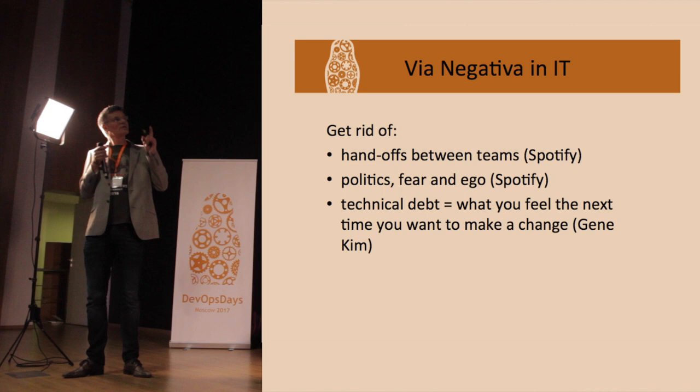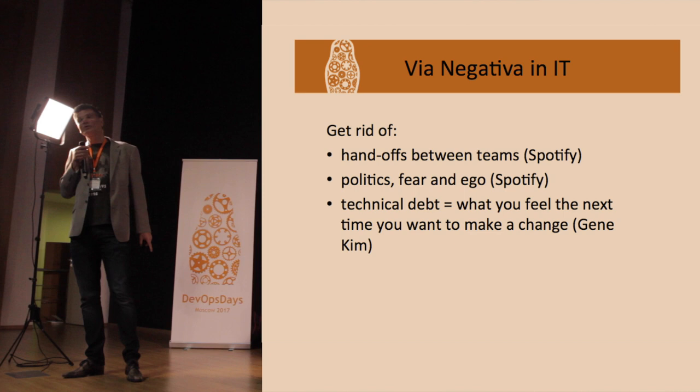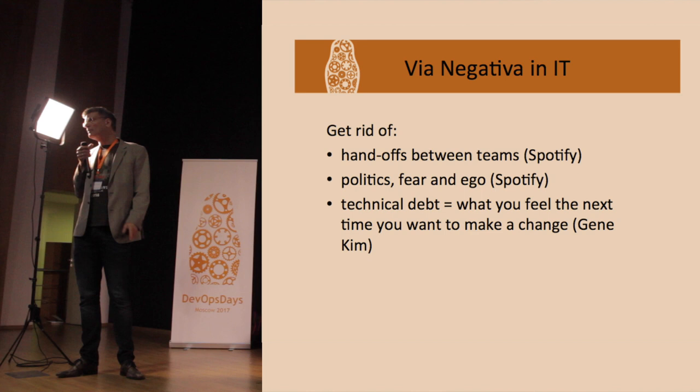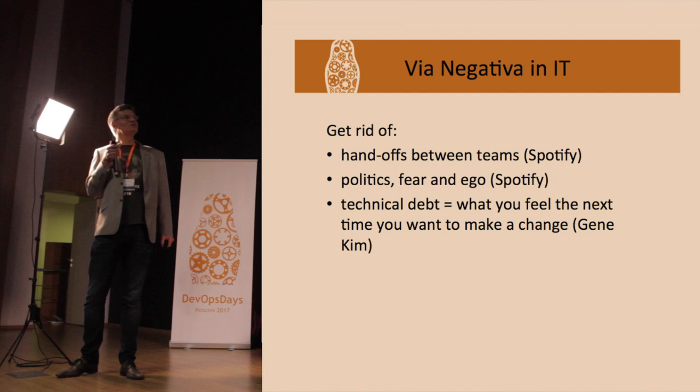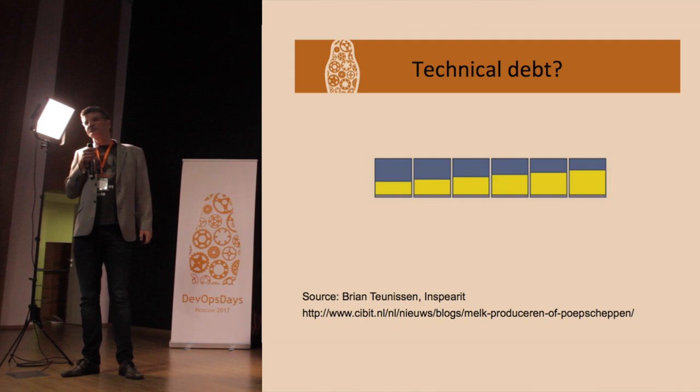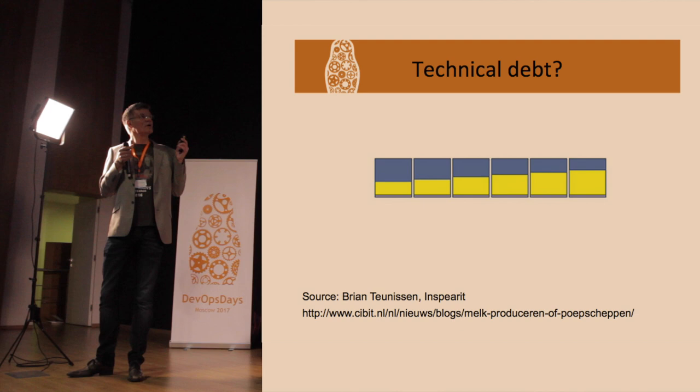And I mentioned it before, technical debt. Technical debt is what Gene Kim, one of the writers of the book The Phoenix Project, calls what you feel the next time you want to make a change. All those quick and dirty changes that you made before. And this is actually what technical debt looks like. Blue is actually adding functionality to your system, and the yellow are defects. If you are only working on functionality, so actually on your product backlog and on your defect backlog, after a few sprints, it will look like this. You will drown in defects.